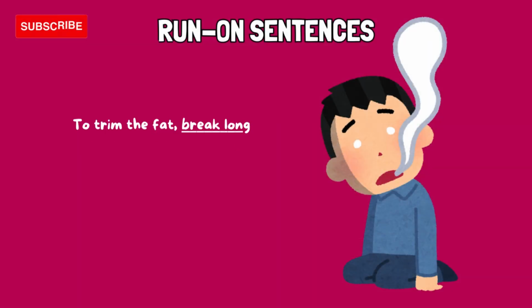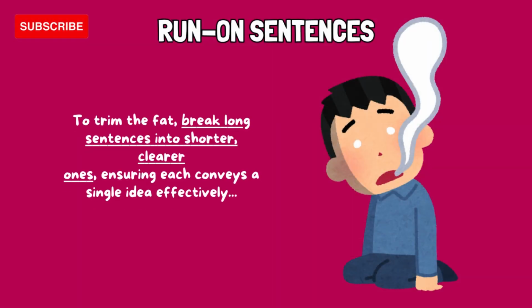Another thing to look out for is run-on sentences. Run-on sentences can confuse readers and make the text difficult to follow. To trim the fat, break long sentences into shorter, clearer ones, ensuring each conveys a single idea effectively. Use punctuation strategically to separate clauses and add coherence. Simplifying complex sentences not only improves readability, but also enhances the overall flow of the writing.